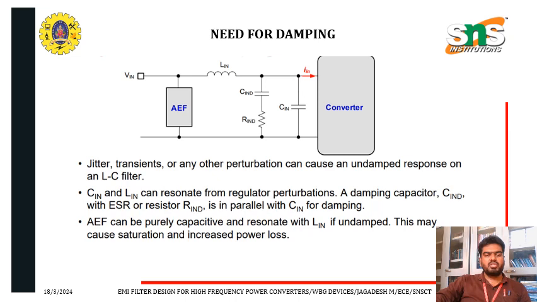So here, jitter, transients or any other perturbations can cause an undamped response of our LC filter. CIN and LIN can resonate from regulator perturbations. A damping capacitor CIND with ESR, or a resistor RIND, in parallel with CIN is used for damping. AEF can be purely capacitive and resonate with LIN if undamped. This may cause saturation and increased power loss.